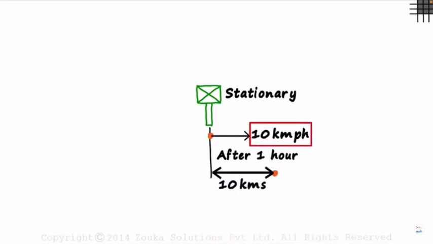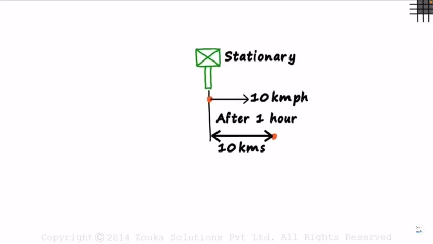When it comes to speed, this is the concept we are used to. We relate our position to a stationary point. Here, every hour, we will keep moving 10 kilometers further away from this point. And that's why we say that the speed is 10 kilometers per hour relative to this stationary object. But let's think of another situation.